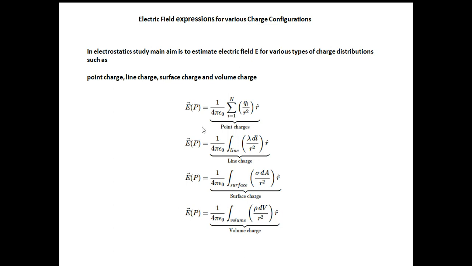Now you will find this is a little different, but these three are absolutely the same. For line, you have lambda dl. For surface, you have sigma dA, and for volume, you have rho dV.